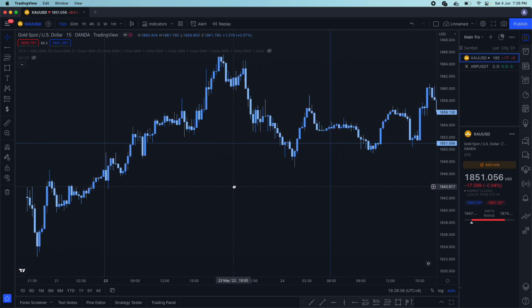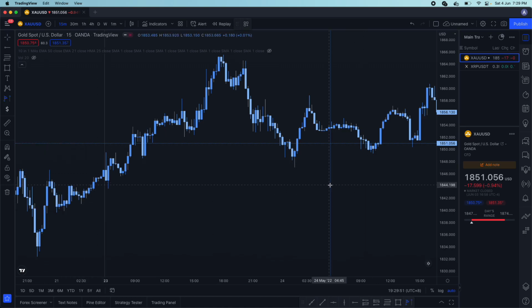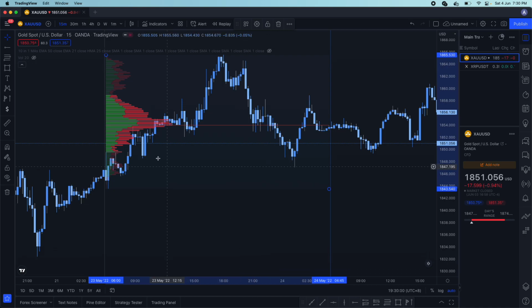Anyways, so basically, you go to the 15-minute chart on gold, and if you remember, last time I mentioned the volume profile, the fixed range volume profile. Grab this one, and for the previous day, you can see my session here. Just mark the whole range of yesterday, basically one day before.